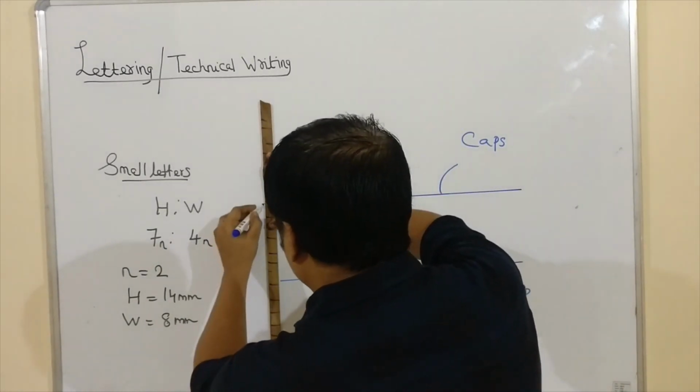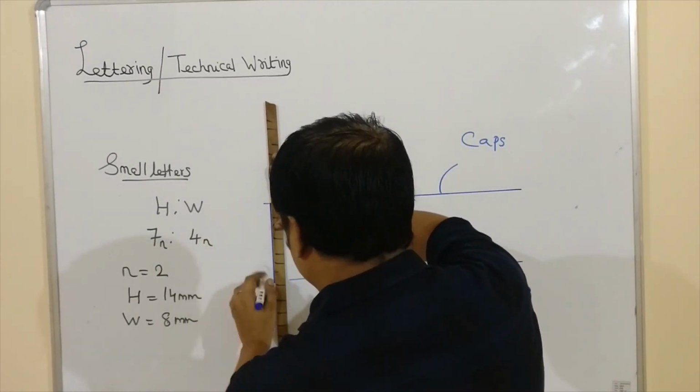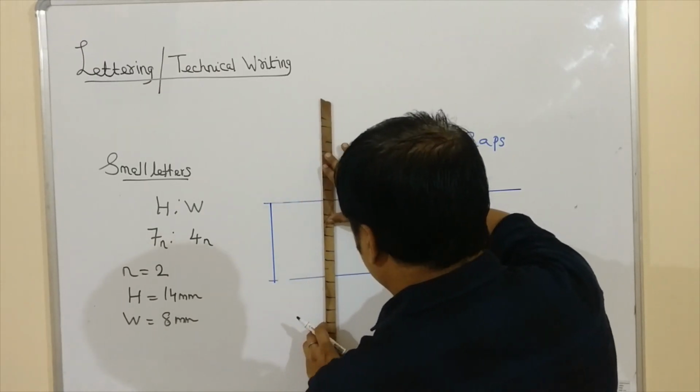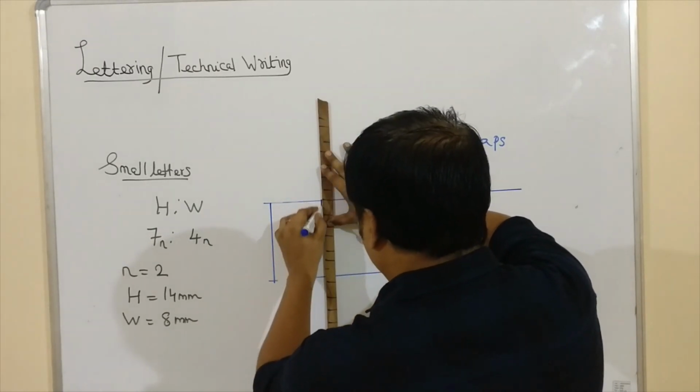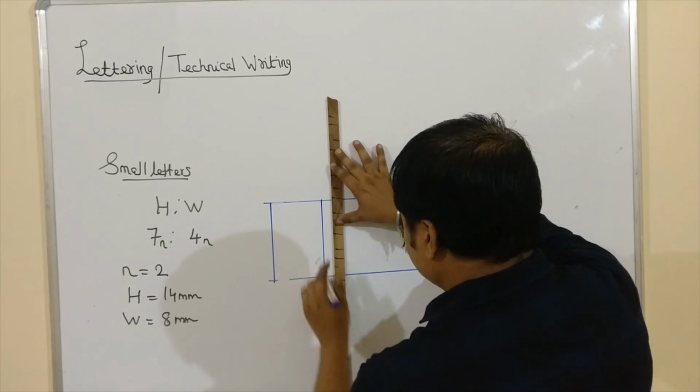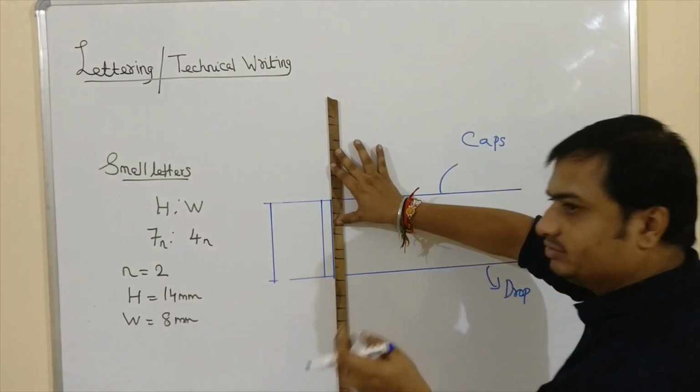Suppose this is the starting line of the first alphabet. Again, the width is 8, so you have to come in front of that line 8 mm and complete the box. Leave some space. Again, that space should be constant throughout the alphabet.